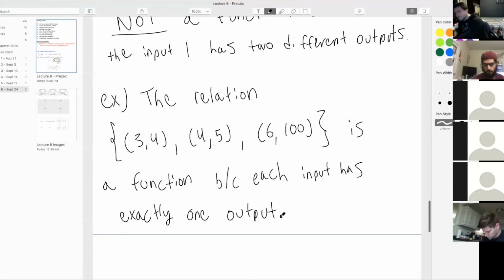Yeah, so pretty much none of the input values are being repeated. 3 is going to 4, 4 is going to 5, 6 is going to 100. Each input, 3, 4, and 6, is just getting sent to exactly one output. So this is indeed a function.